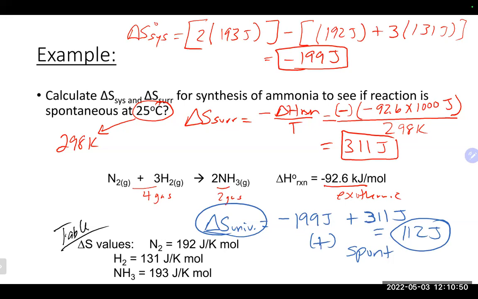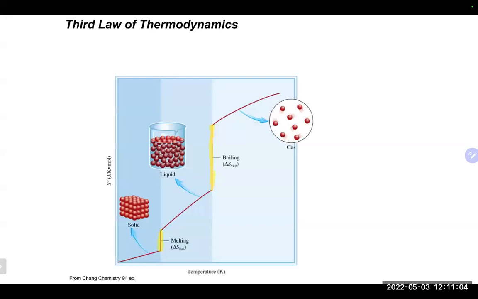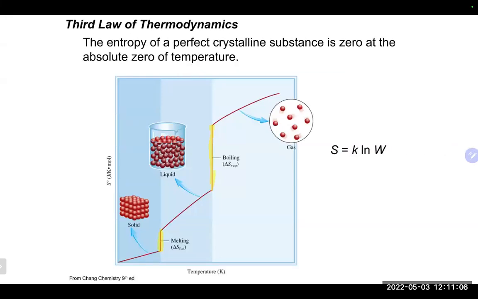Any questions on any parts of the calculation? So again, we could use our entropy and our entropy of the universe, if possible, to determine spontaneity. But there is another way that we could look at another sort of thermodynamic property that helps us understand whether or not a reaction is spontaneous.